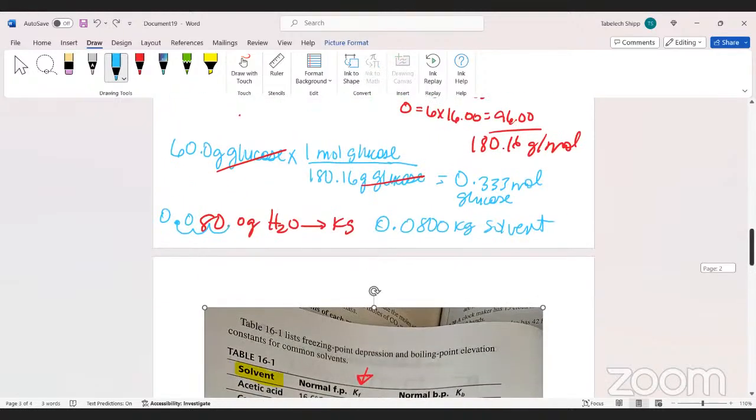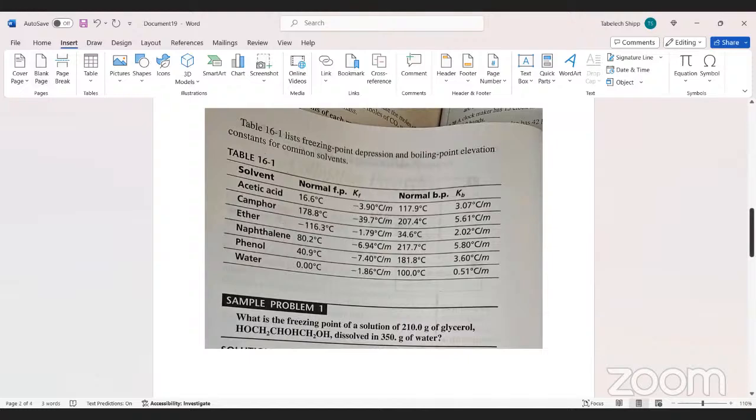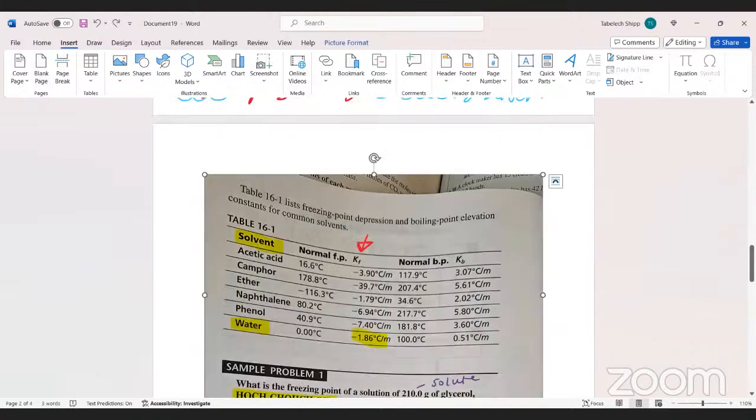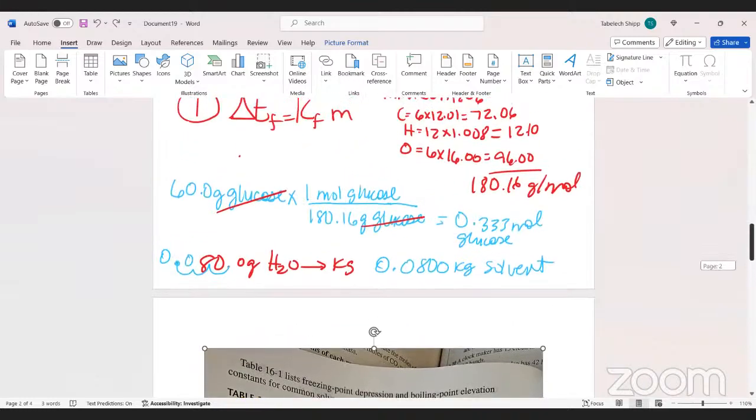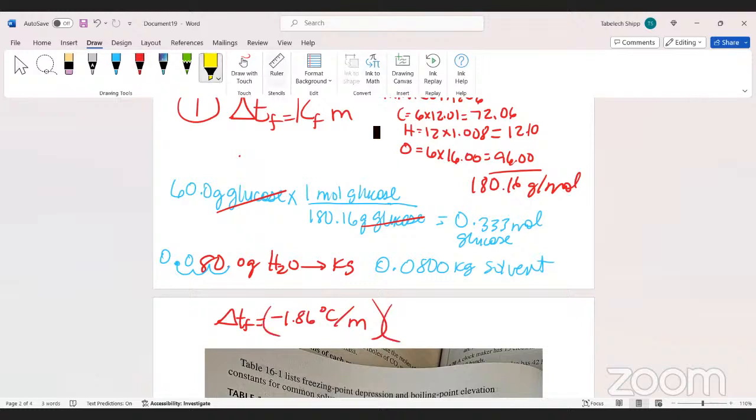Let me insert another page. Hold on, y'all. I'm going to take these numbers. I'm going to have to squeeze everything up here just to prevent from making a mess, okay? I'm going to take my formula. The delta T of F equals negative 1.86 degrees Celsius per molality times. And remember, I'm going to take these two numbers over here. The moles that I just calculated, the 0.333 moles goes on the very top, okay?